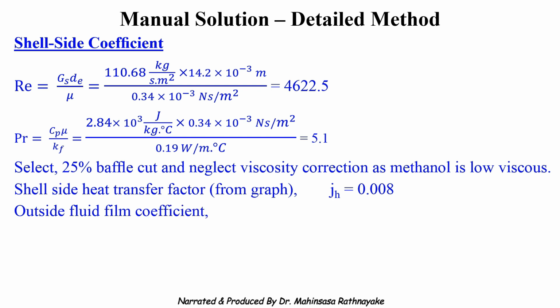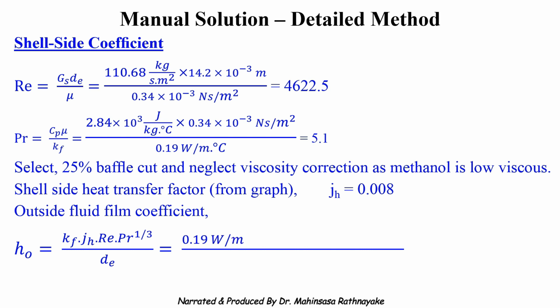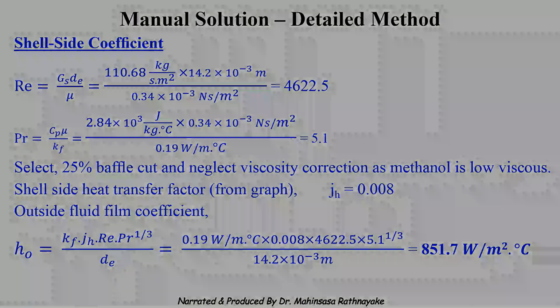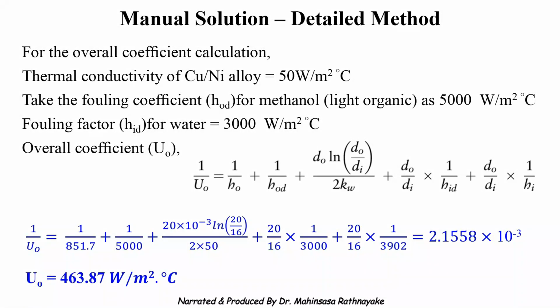Therefore, outside fluid film coefficient can be calculated as 851.7 watt per square meter per degree Celsius. We can plug in all the obtained parameters into the overall coefficient equation and obtain the overall coefficient as 463.87 watt per square meter per degree Celsius.